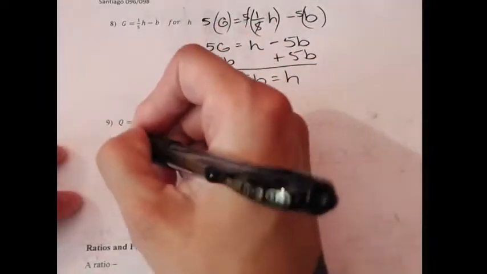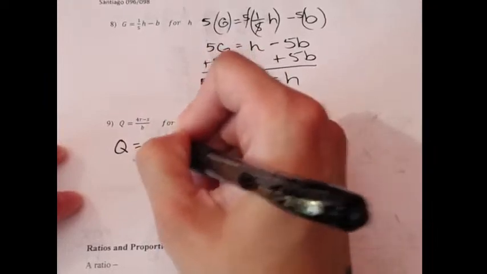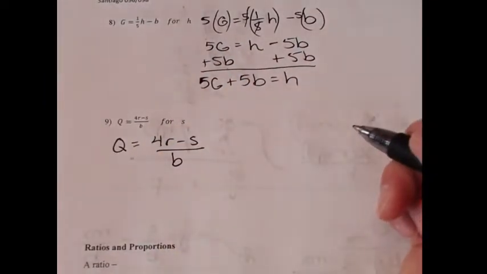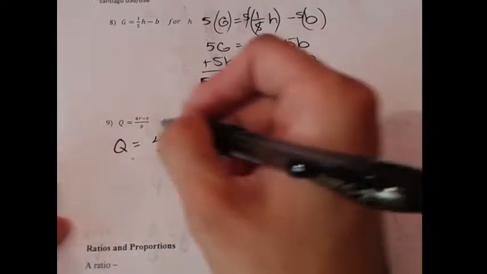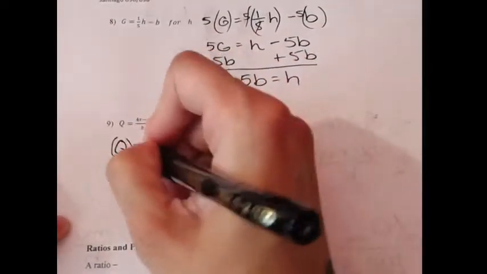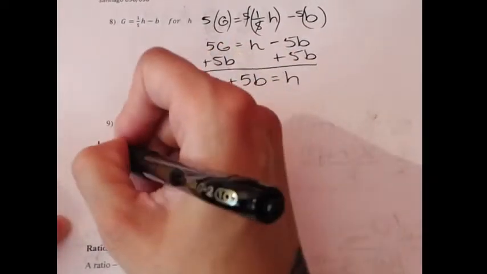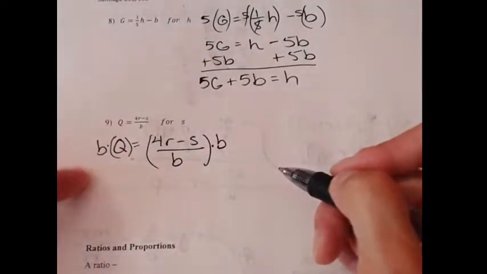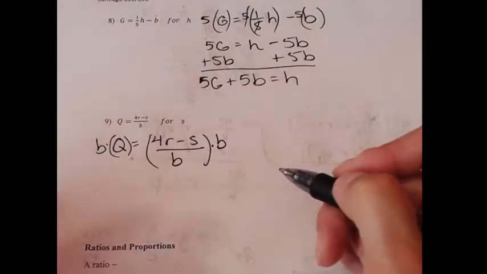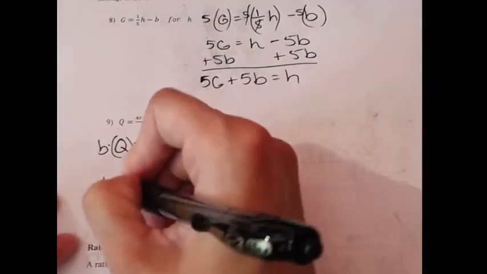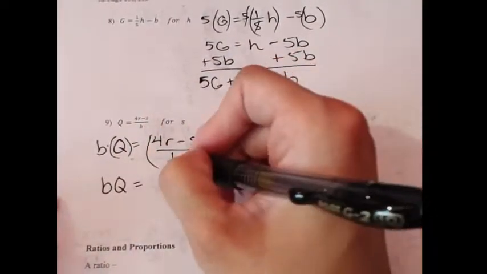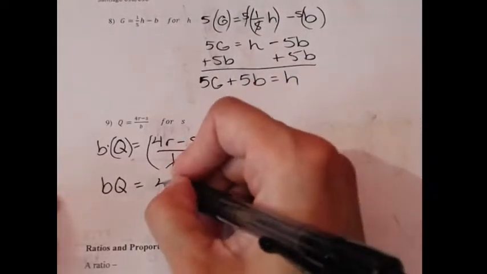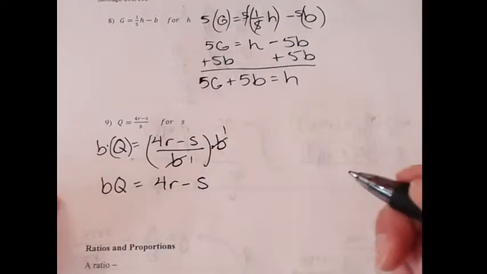Lastly, with number 9, we have q is equal to 4r minus s divided by b. The last thing I said was divided by b, so I'm going to start by multiplying both terms by b. If I multiply both terms by b, that gives me BQ or QB, totally up to you. So BQ is equal to, notice B and B will cancel. They divide each other out, so that leaves us with 4R minus S.